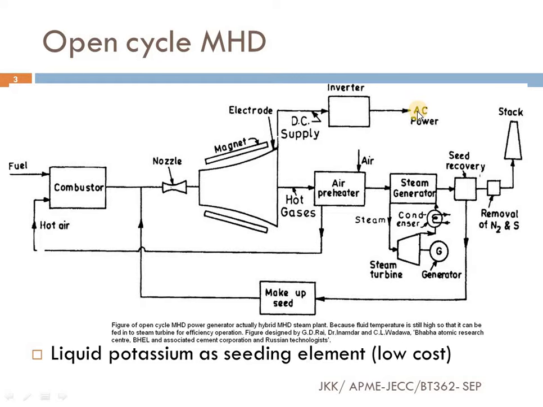Then what happens at the exit of the MHD system? The exit gas will have a sufficient amount of heat energy. That heat energy can be extracted to the fresh air which is being fed into the combustion chamber. For that extraction we pass the exhaust of the MHD through a heat exchanger, where the inlet air taken from the atmosphere will be preheated and supplied to the combustion chamber.